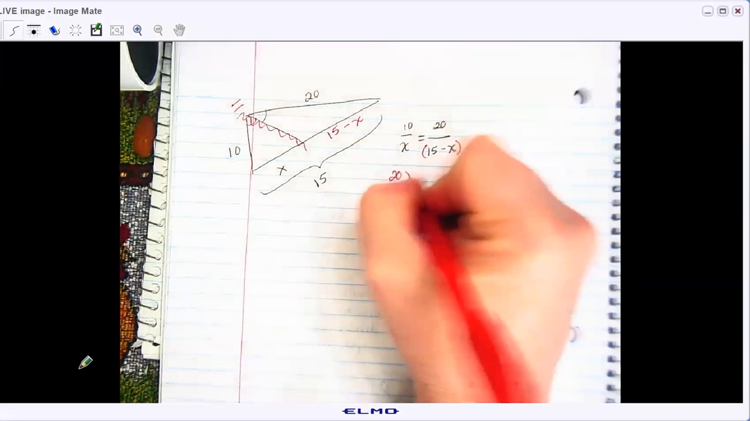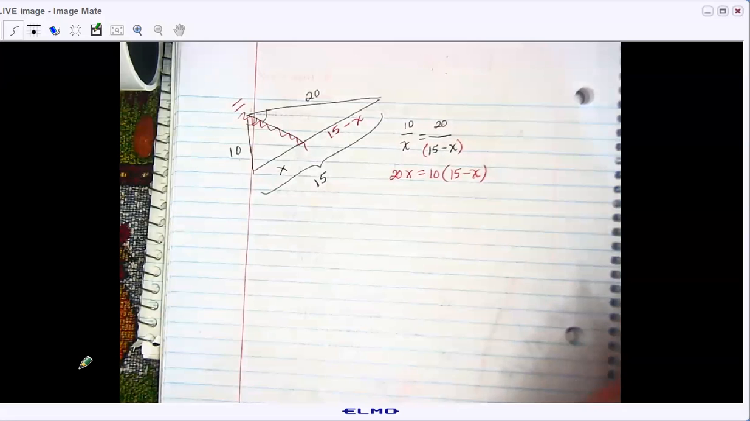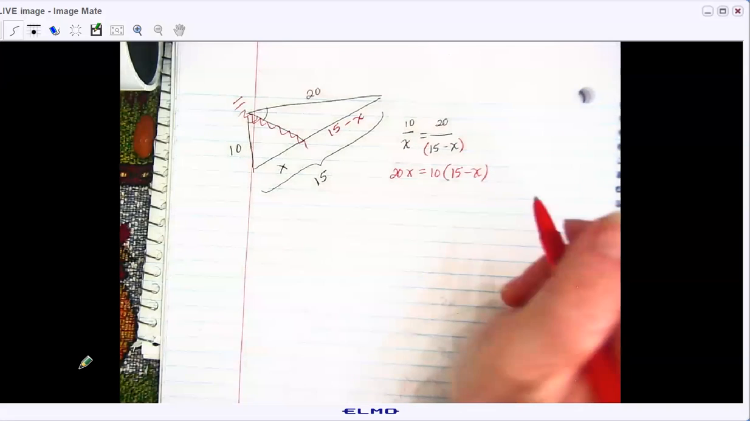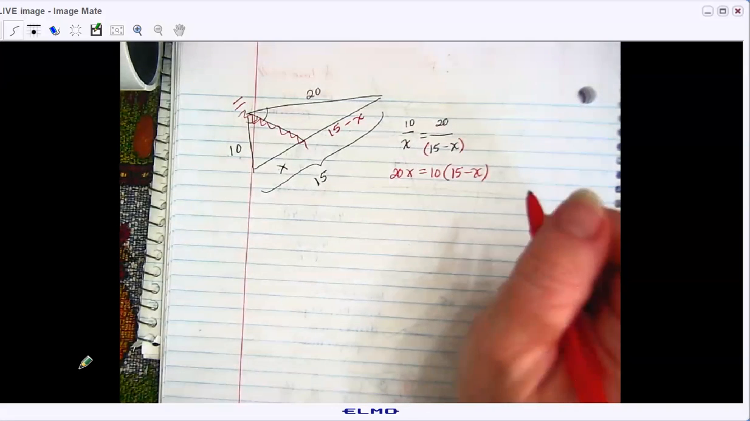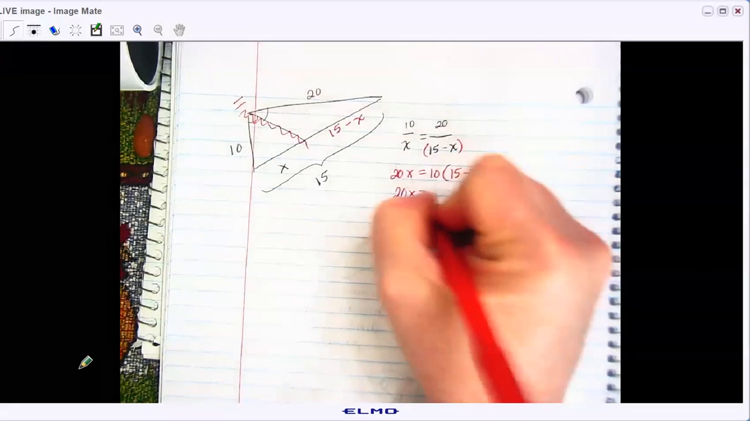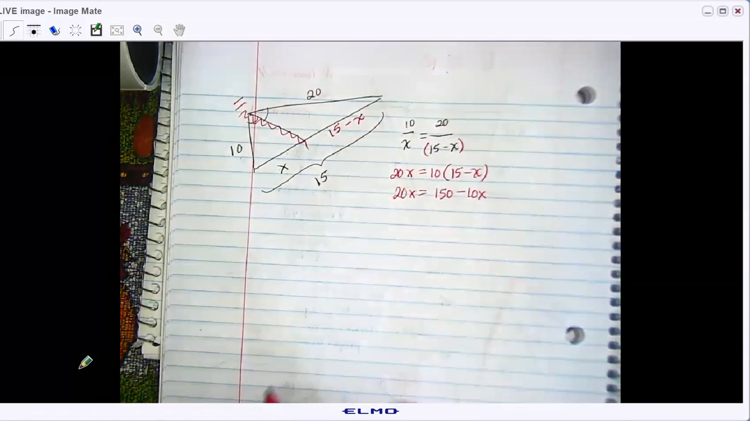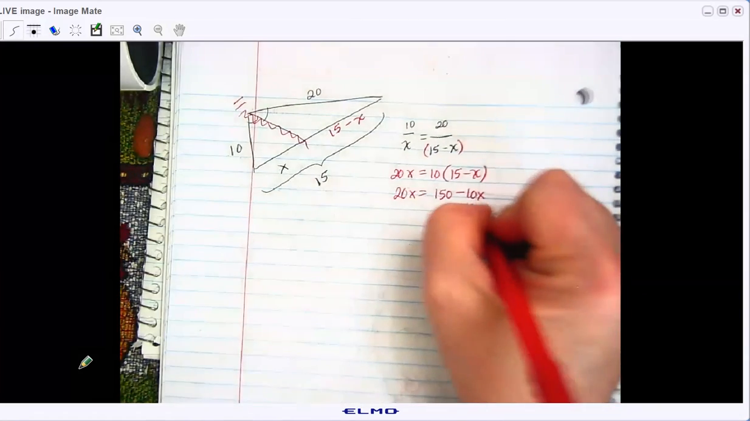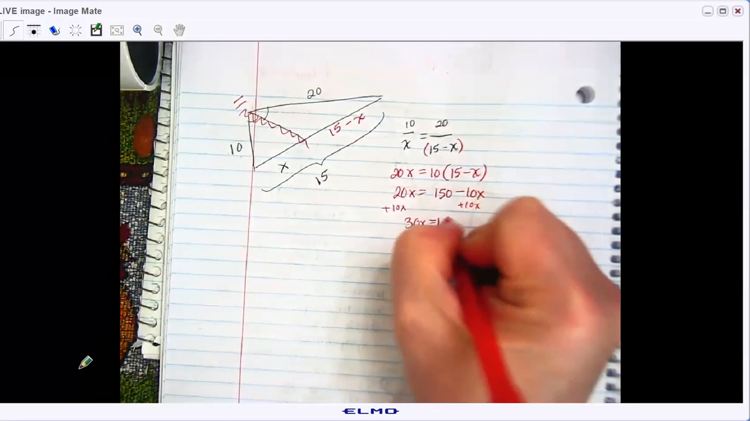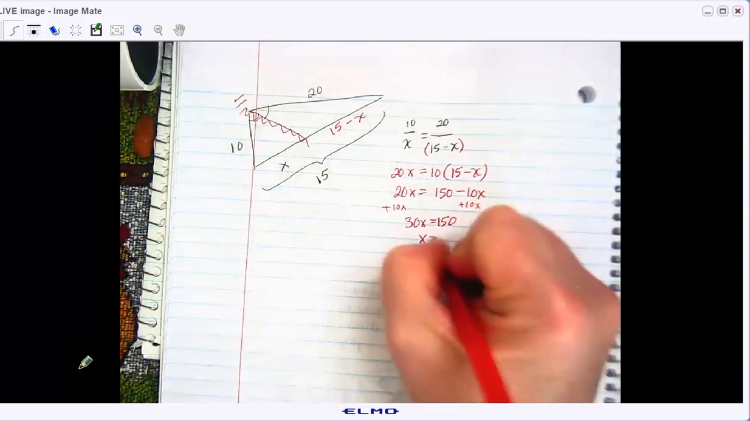So you have 20x is equal to 10 times 15 minus x. Go ahead and distribute. If you're really comfortable with algebra, there's a shortcut that you can do, but most people aren't. So I'm just going to go ahead and multiply it out. That gives me 150 minus 10x. And then we can add 10x to both sides. Not if I want to, I have to. So 30x equals 150. And then dividing both sides by 30, x equals 5.